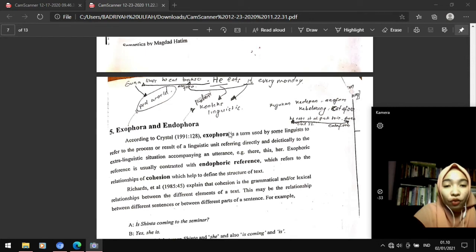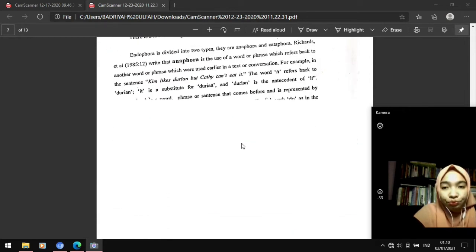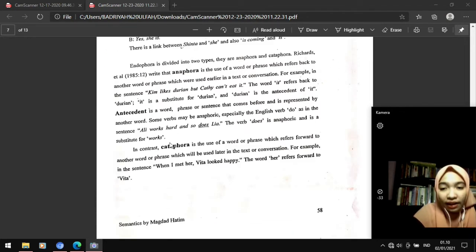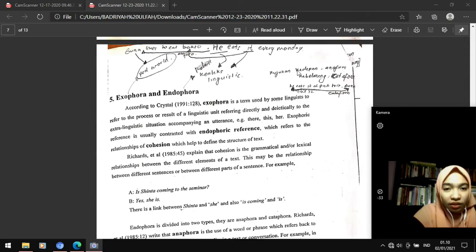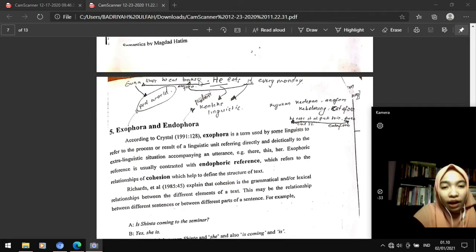Now, endophora can also be divided into two. There is anaphora and kataphora. So what is anaphora? So I take it here. Rujukannya ke depan itu anaphora. Jadi he, ya kan, yang aslinya kan Guna. Gunanya di depan kan. So that's why he here is anaphora. Ya, eat ngomongin bakso kan. So that's why this is anaphora.